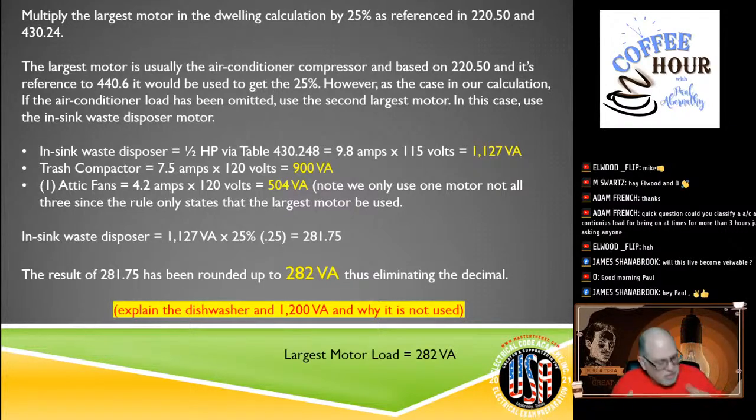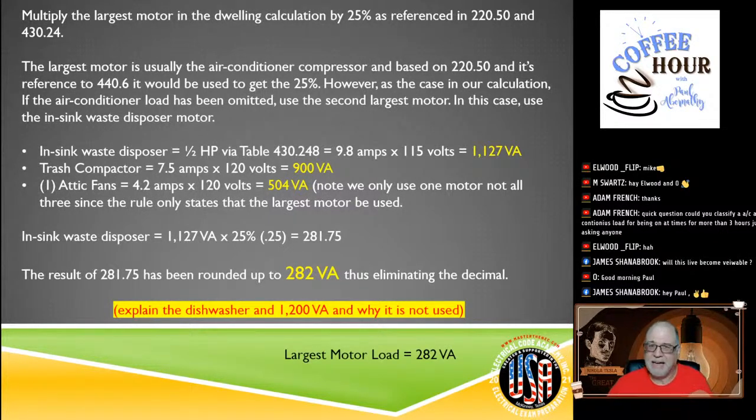Now, here's the thing I'm going to tell you for the real world, because I'm not doing exam prep today. In the real world, if you forget this 25%, it's not going to really change your calc. It's a small amount. We're only talking 282 VA. If I wanted to use the 1200 instead of the 1127, go for it. Trust me, it's not going to change your end answer. But when you're looking at your dwelling, the largest motor should stand out. So in our case, the largest motor in here is the in-sink waste disposer, and we've captured that 25% right here.